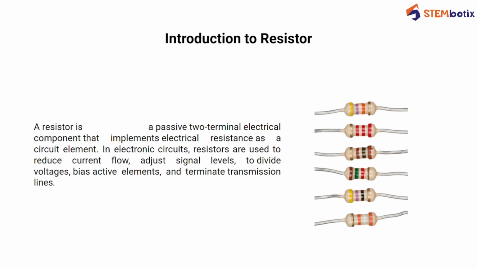So in a circuit where you are using a resistor, the resistor generally performs a function which is to reduce the current flow, but the significant role of a resistor is also to adjust the different signal levels, or to divide the voltages in a circuit, or bias an active element, or to terminate a transmission line. So these are the useful areas where a resistor is significantly used.